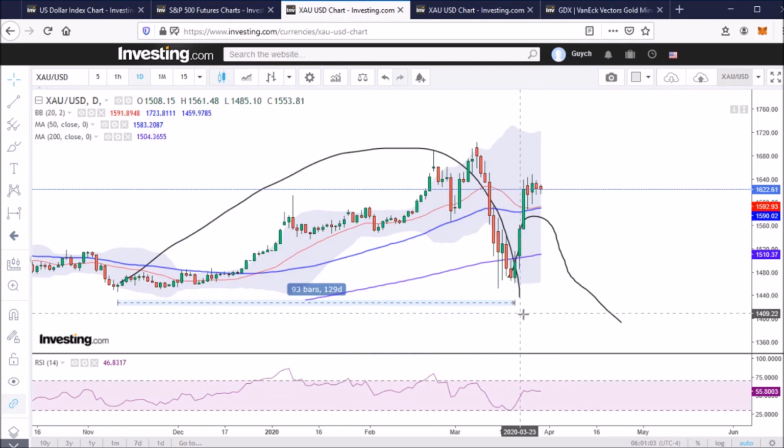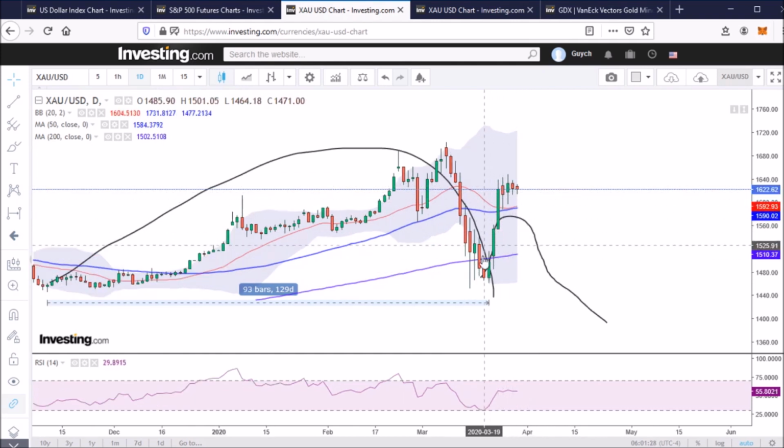As I mentioned in my previous video, somewhere in the middle of March I was expecting a short-term bounce in gold price followed by a lower low. However, it looks like the bounce here in the second half of March has been quite strong. I didn't expect so much of a bounce.